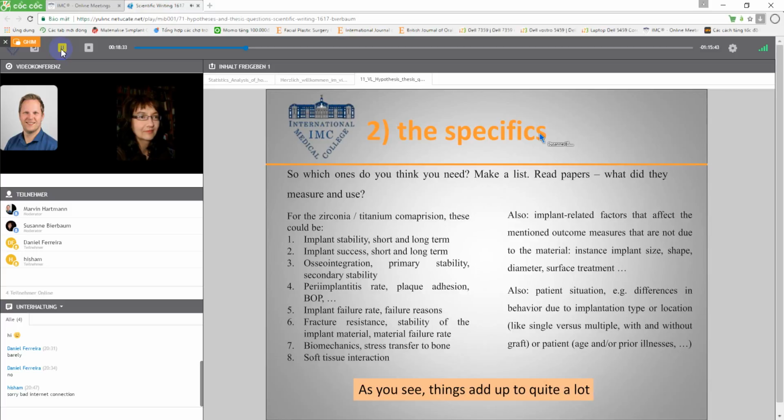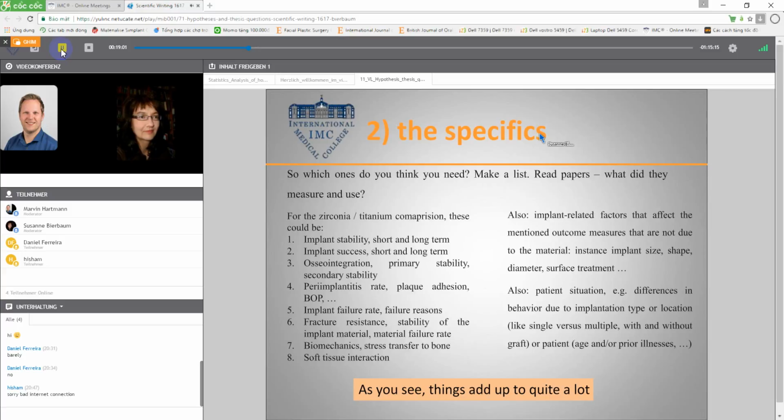Read papers, see what other people measured and used, and complete your list. That list is not absolutely complete, until I started for this mentioned comparison, zirconia versus titanium. Some are quite obvious. Yes, of course, the implant stability, long-term and short-term success, which is a little bit different. Degree of osseointegration, primary and secondary stability. Peri-implantitis, how is it for these two different materials? The plaque adhesion, probing.